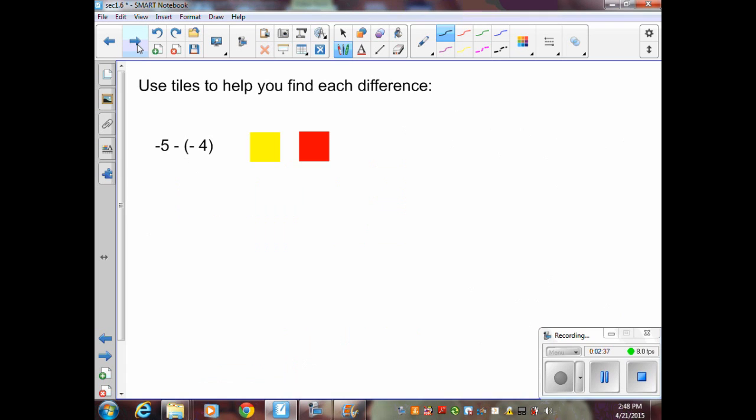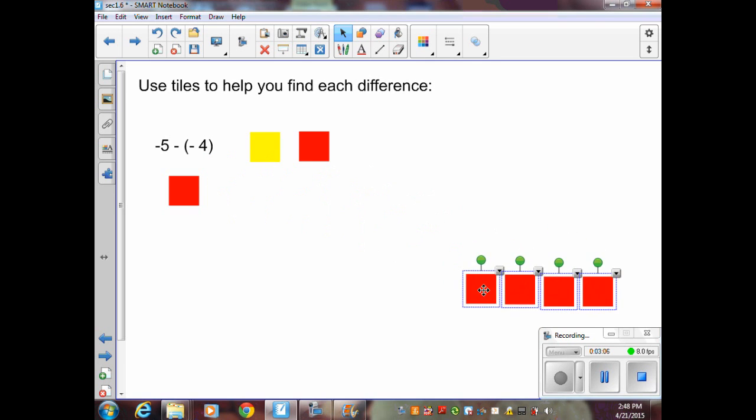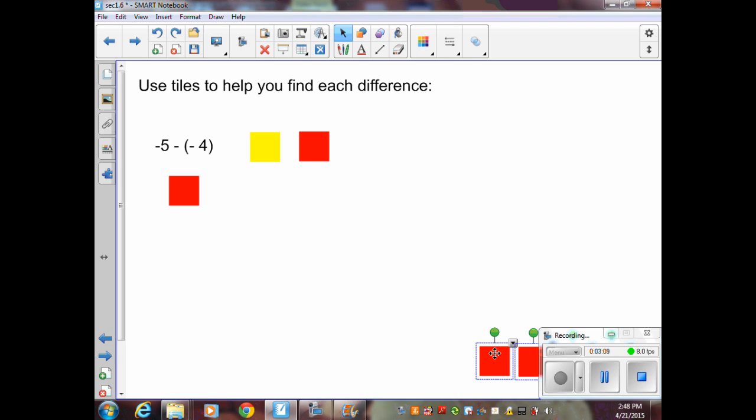We have to use tiles to help you find each difference. Here what I'm given is a negative 5 minus a negative 4. I'm going to bring over negative 5 tiles. And here's my negative 5 tiles. And within this number, I can take out negative 4 tiles. And when I take away negative 4 tiles, that's going to leave me with one negative tile. Therefore, the solution to negative 5 minus a negative 4 is a negative 1.